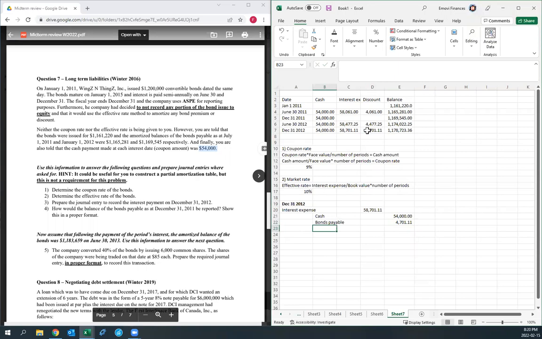Sorry, how did you get the 1,174 million? Here, this one? Yeah, that one. So I added my discount amount to my previous book balance. And to find my discount amount, I did my interest expense minus my cash amount. And where did that interest expense come from? The interest expense I did the previous book balance, the 1,169,000, times the interest rate of 10% that we found in requirement 2, divided by 2 because there are 2 payment periods during the year.